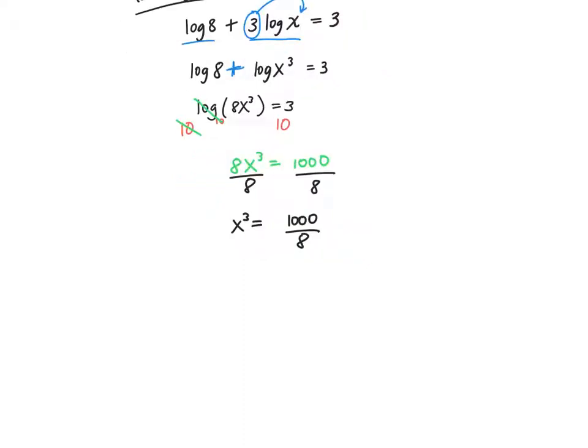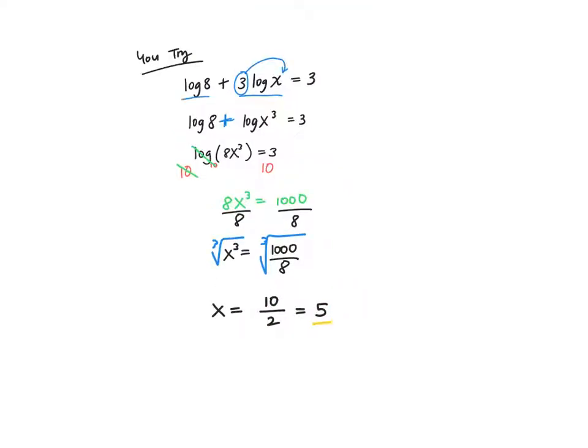So at this point, we're solving for x. You could either take the cube root right away or divide by 8 and then take the cube root of both sides. So cube root of 1,000 is 10 and cube root of 8 is 2, giving me 10 over 2. And 10 over 2 reduces down to 5.